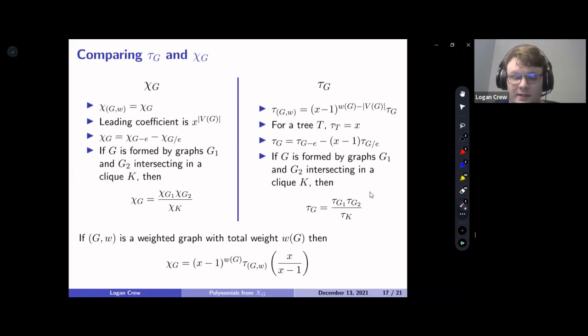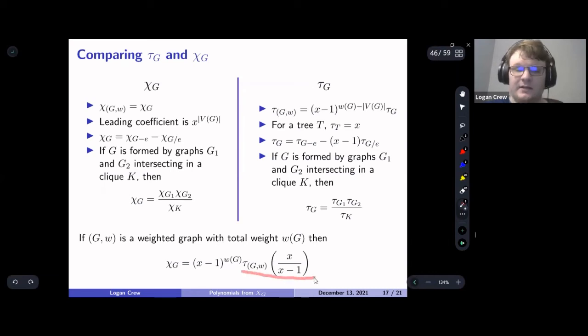One other fun fact I'm going to share here is that we can also have a different relationship between tau and chi as some sort of evaluation fractionally. For example, so chi g we could recover by, we have to somehow incorporate the information about the weight of the graph, but we can recover it from tau gw of x divided by x minus 1. And there is likewise a reverse formula you could use to get to tau from chi that again uses an evaluation at x over x minus 1.